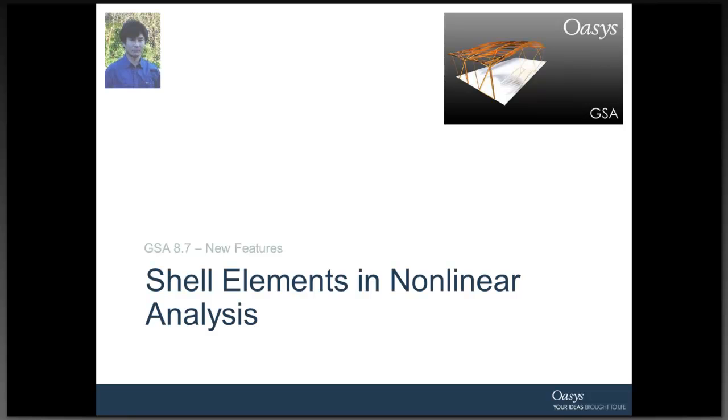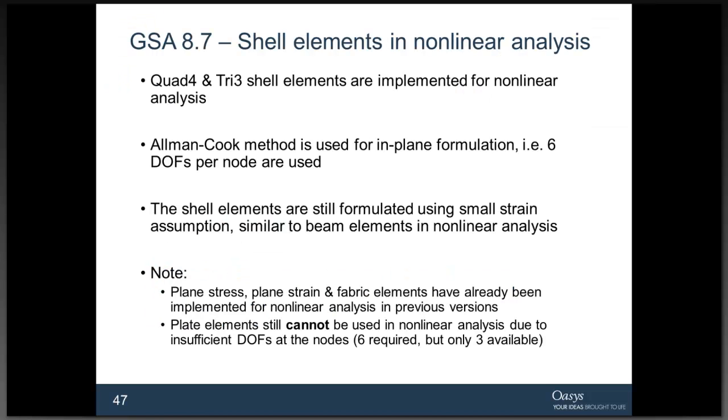The next new feature is the shell element in nonlinear analysis. You know, GSA can do nonlinear analysis using beam element, bar element, etc. But shell element was not available before for nonlinear analysis. So in this version, we have implemented code for tri 3 elements for nonlinear analysis. If you have used GSA shell element, you will know there are two different formulations for shell element. One is bilinear, one is Allman-Cook. So the shell element for nonlinear analysis is using Allman-Cook. There is no option for you to choose.